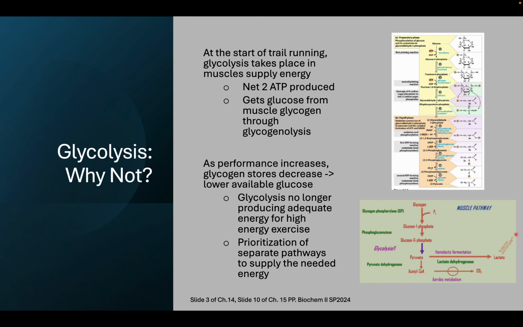However, like I said, you end up slowing down glycolysis. It becomes no longer adequate for producing high energy because your glycogen storages are depleted and you have no active input of glucose coming in. So you begin to need to prioritize separate pathways in order to supply your body with the energy needed to continue trail running, which can be seen as acetyl-CoA, where this will enter your aerobic metabolism, like I described before, such as the TCA cycle, go to the ETC and produce ATP.